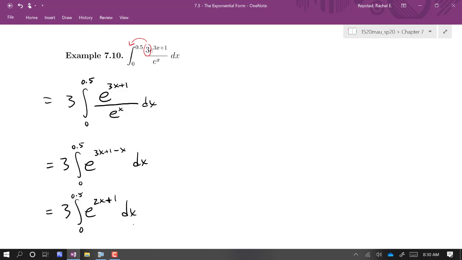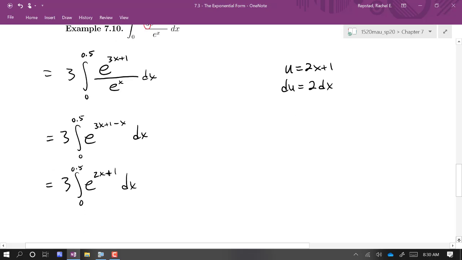Go ahead and pause if you want to give it a go before I say what I think a good substitution is. I'm going to let u equal 2x plus 1. That's the stuff. If it fits the exponential form, it's got to be the stuff in the exponent. And then du is 2 dx. So we actually need a factor of 2 here. So I'm going to throw that in, compensate on the outside. And now while I'm at it, because it's a definite integral, I'm going to switch up my limits.